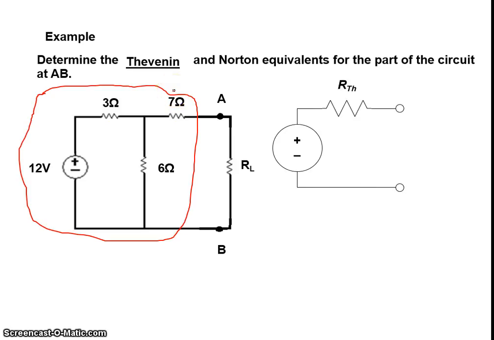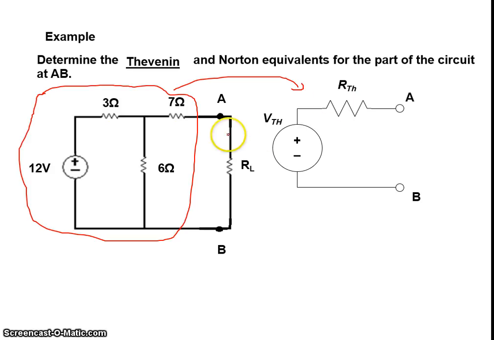That means we need a representation for this part in a simplified form. This is called the Thevenin's equivalent circuit. So in order to do this representation, we need to first calculate the value of VTH and then we need to calculate the value of RTH.